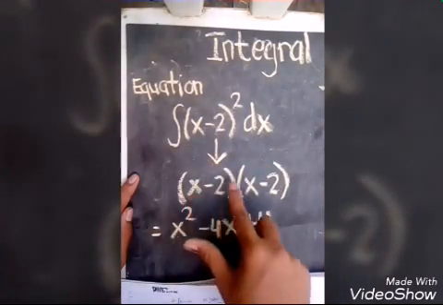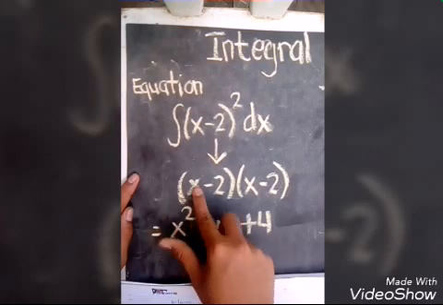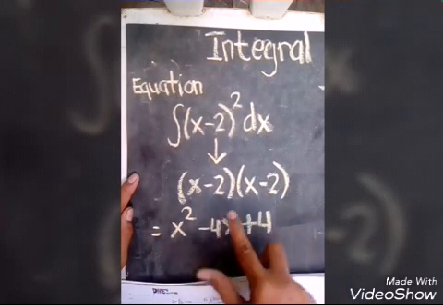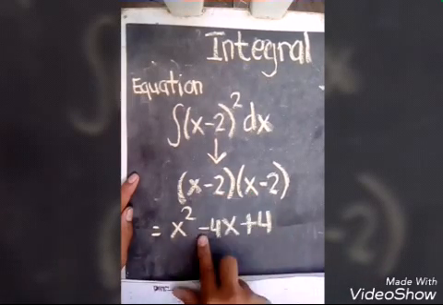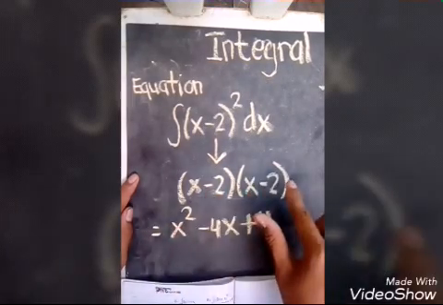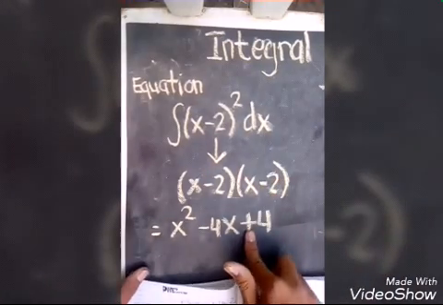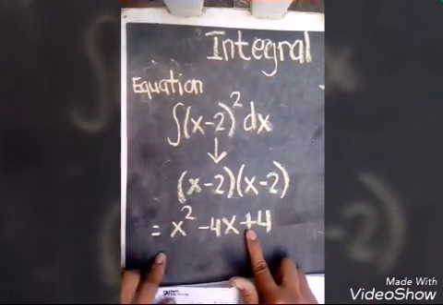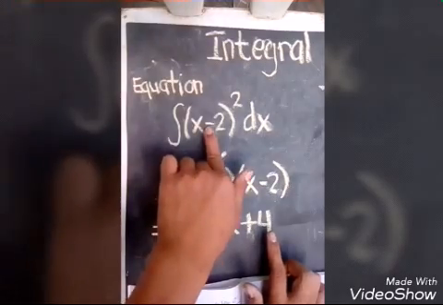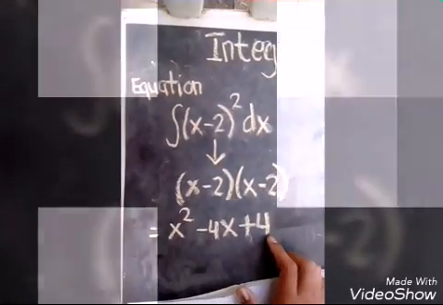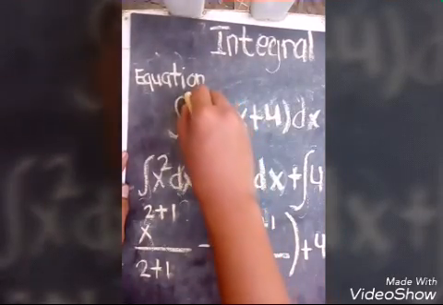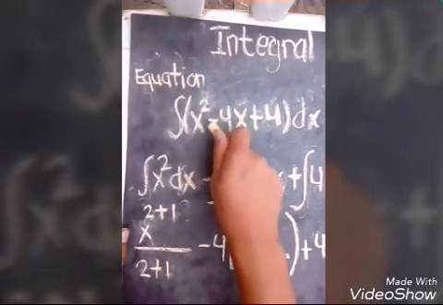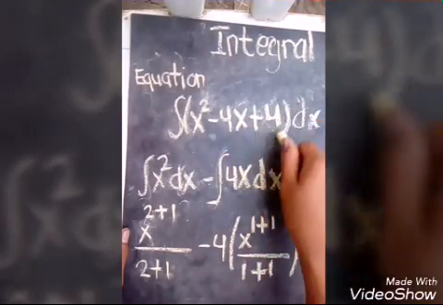So x times x, x squared. x times negative 2, negative 2x. Negative 2 times x, negative 4x in total. Negative 2 times negative 2 would be positive 4. So this is the value of this equation. The equation will look like this: integral of the quantity x squared minus 4x plus 4 times dx.